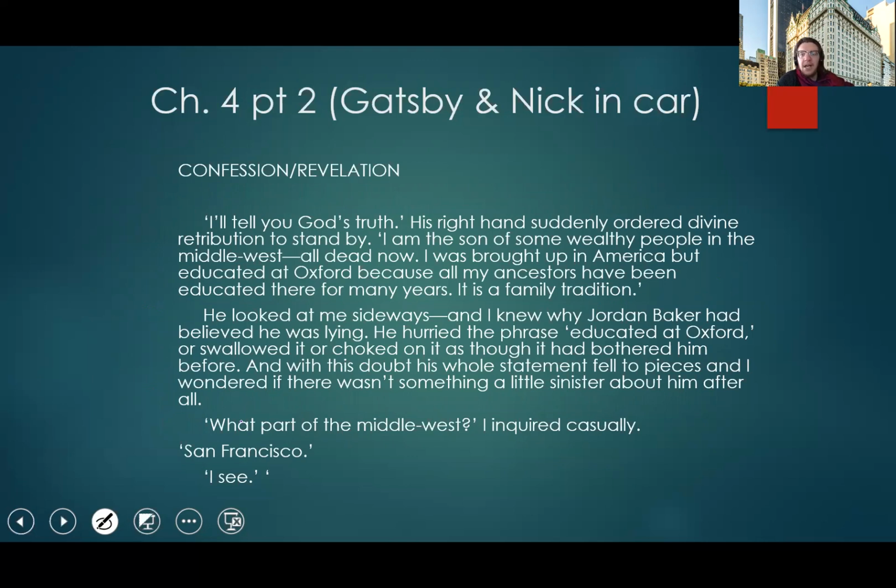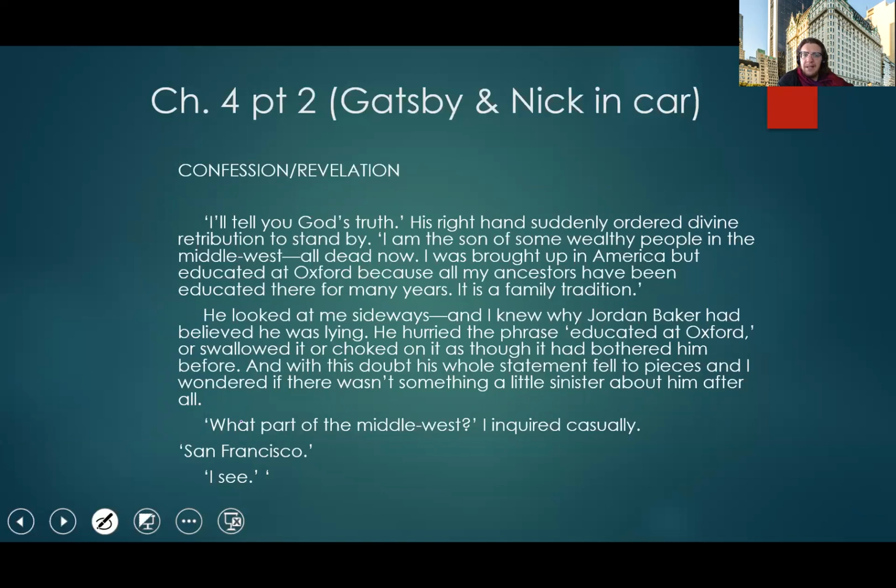He looked at me sideways, and I knew why Jordan Baker had believed he was lying. He hurried the phrase, educated at Oxford, or swallowed it, educated at Oxford, or choked on it, educated at Oxford, as though it bothered him before. And with this doubt, his whole statement fell to pieces, and I wondered if there wasn't something a little sinister about him after all. What part of the Middle West? I inquired casually. San Francisco?